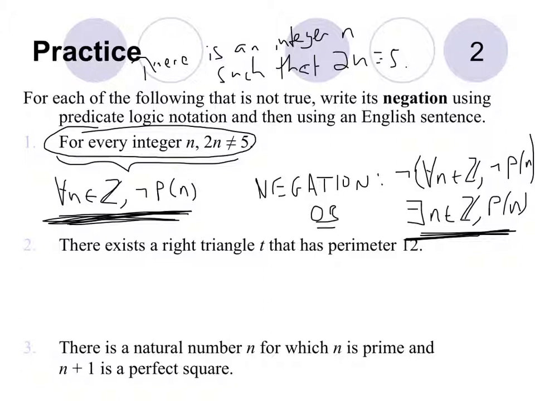The next one, again, remember the original was there is a t in D, and we defined those in the last slide, P of t. And so that's saying, in the abstract, there is something that satisfies property p. So the negation ought to say that everything in D doesn't satisfy p.